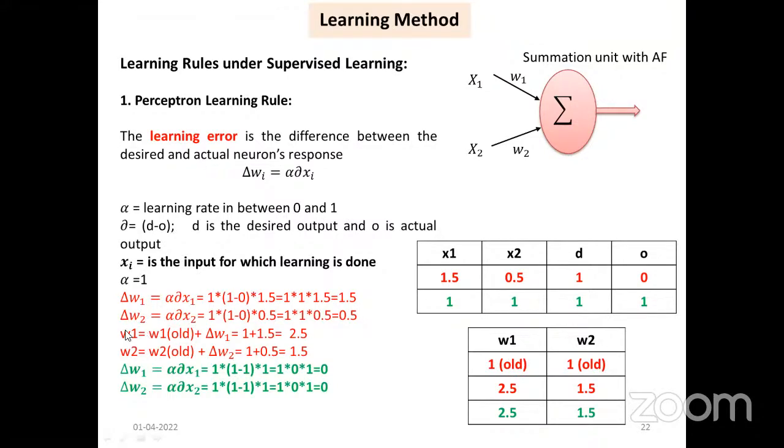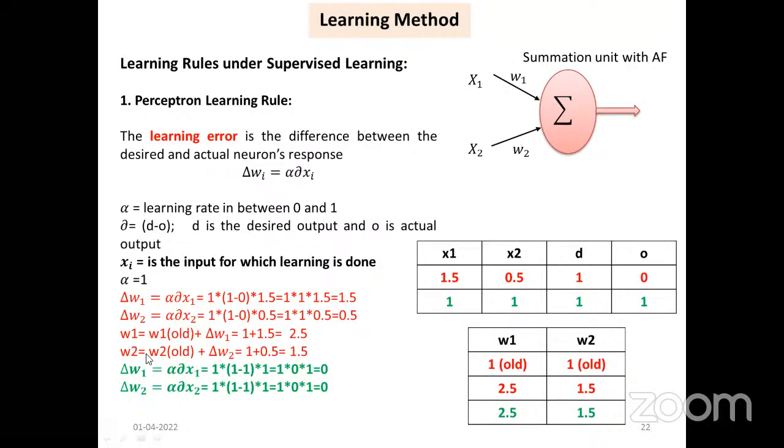How can we find the updated weight? The new weight equals the old weight plus the change of the weights. That's the equation, right? So here the actual weight is how much we initially have taken. These are the initial weights. Initial weights are random weights. You can take any weights, right? So initially say we have taken 1 here. So the old weight is 1. So we have 1 here plus 1.5. So now the new weight becomes 2.5.